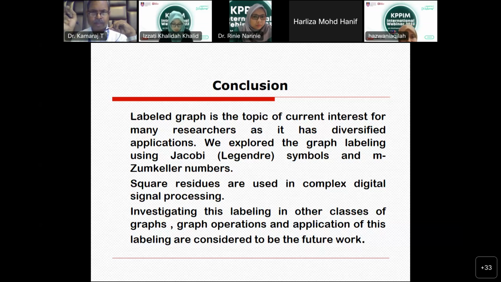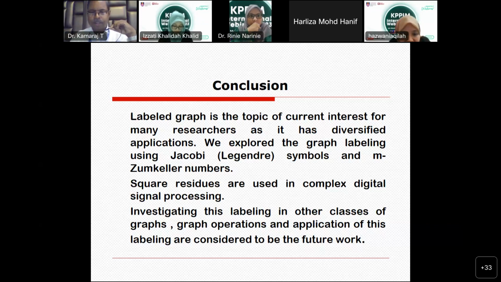There is a concept of quadratic residue. So that quadratic residue, here we are terming as square residues. These square residues find numerous applications in various fields; especially in complex digital signal processing also, we find some application here. And investigating this labeling in other classes of graphs, graph operations, and applications of this labeling further are all future work.